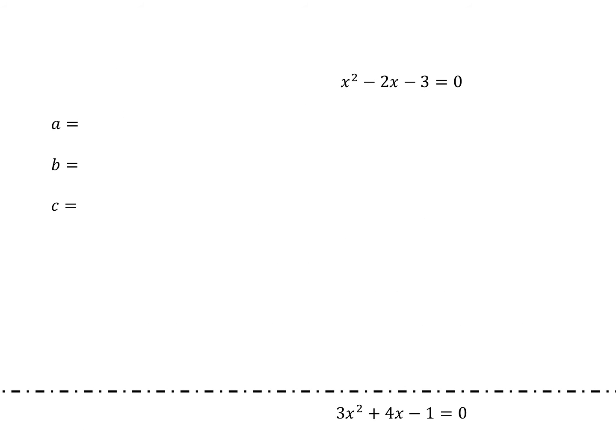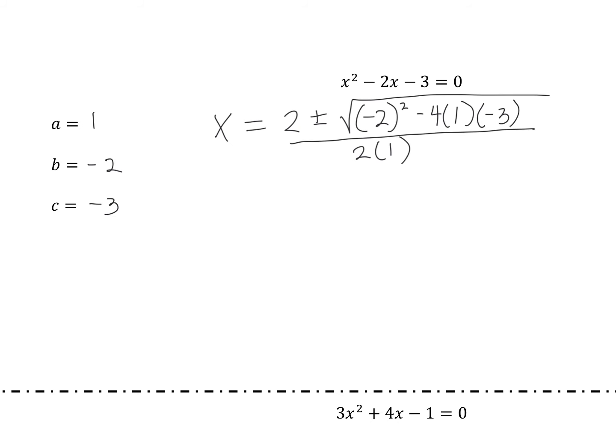Okay, let's continue to practice. In this example, our a value would be 1, our b value would be negative 2, our c value would be negative 3. Go ahead and pause the video and substitute this information into the quadratic formula. So here's what your substitution step should look like. Next, let's work on simplifying this radicand.